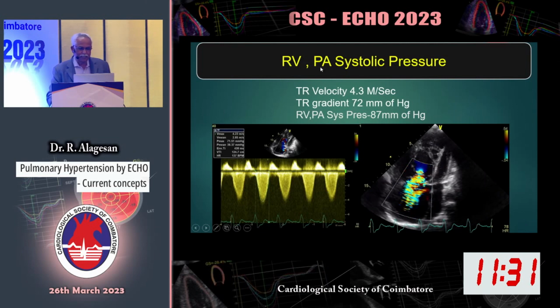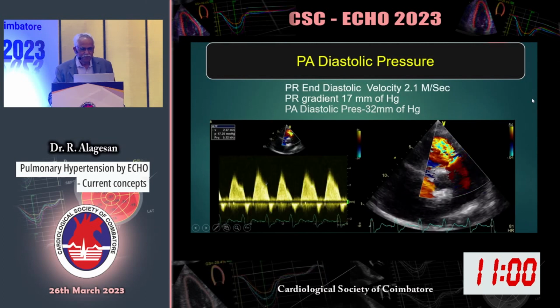How to assess the RV systolic pressure, which will be equal to pulmonary artery systolic pressure. The TR velocity is measured by using the continuous Doppler, and 4 into velocity square will give you the gradient across the tricuspid valve. To this, we have to add the right atrial pressure to get the RV pressure. Here it is 4.3, gradient is 72, adding 15 will give you RV pressure equal to pulmonary artery pressure of 87 millimeters of mercury.